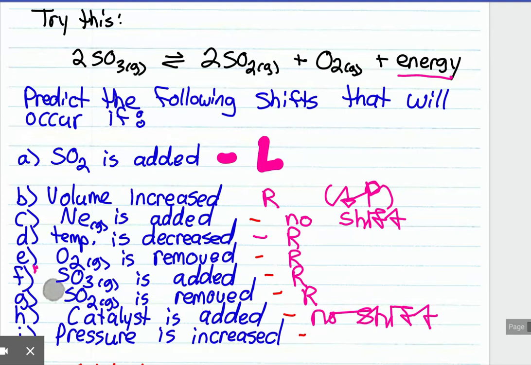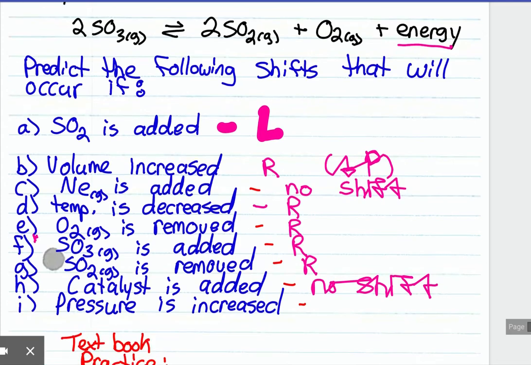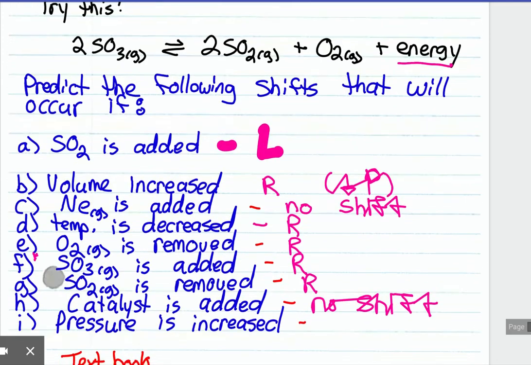So if we increase our pressure, the system wants to adjust to relieve that pressure. So increasing our pressure, it's going to move towards the side with less molecules to decrease the pressure. So this time it is going to shift left.